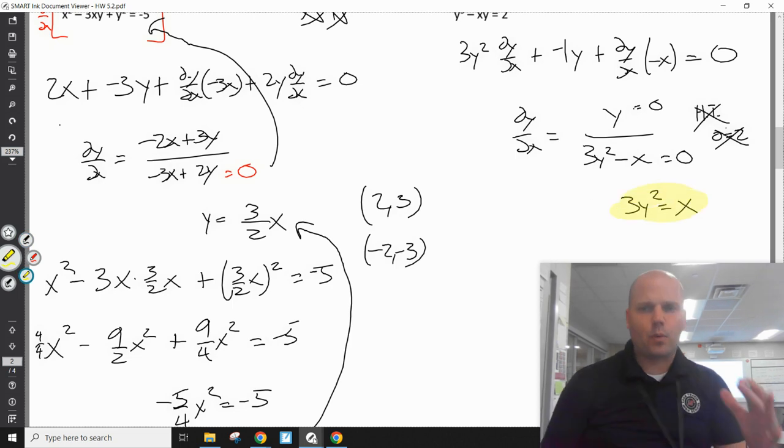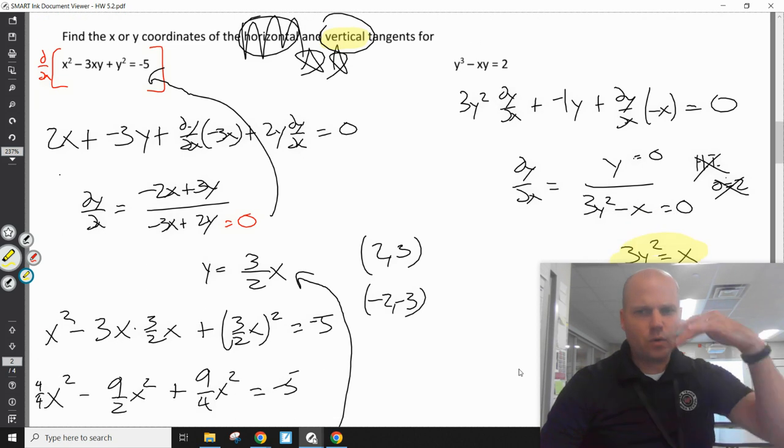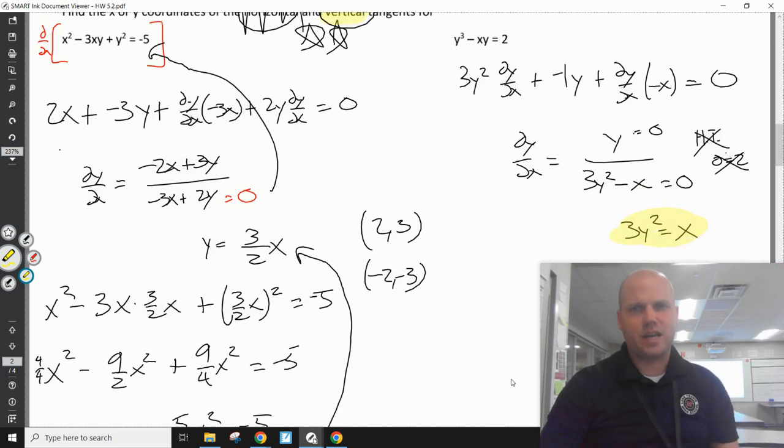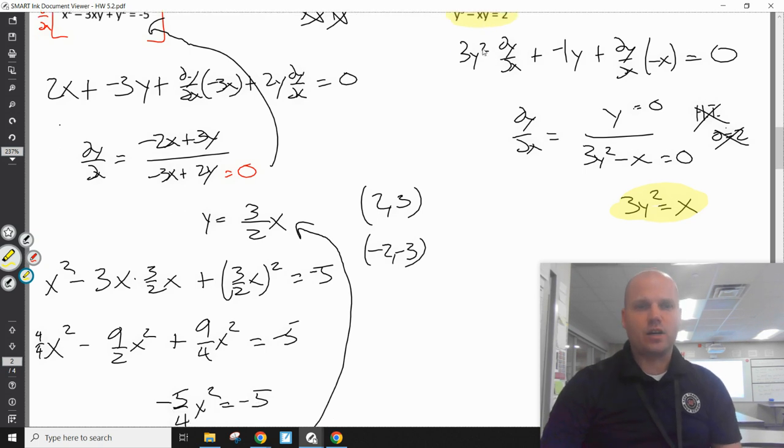Okay, now these are the important ones. If you're focusing all your attention on the first page, you're missing out. These are the good ones that have shown up like 2 out of the last 3 years, these implicit derivative questions. Wherever you see x, replace it with 3y squared.